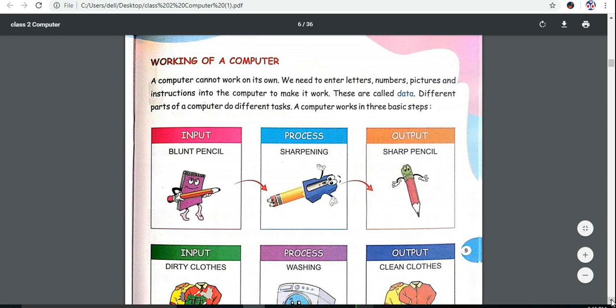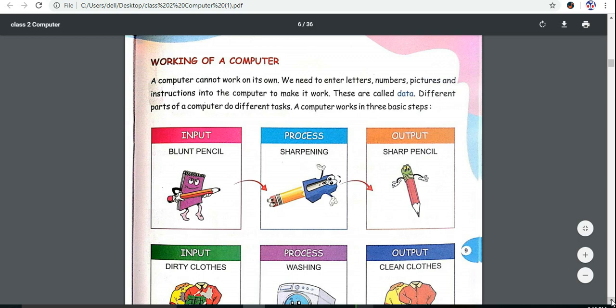We can't interchange it. Means after input process will come and after process only output step will come. Okay, we can't change the order. Means from the output we can't get the input. Okay, and only the process can't work without help of input. So we will see how they are interconnected, how they are interdependent with each other.